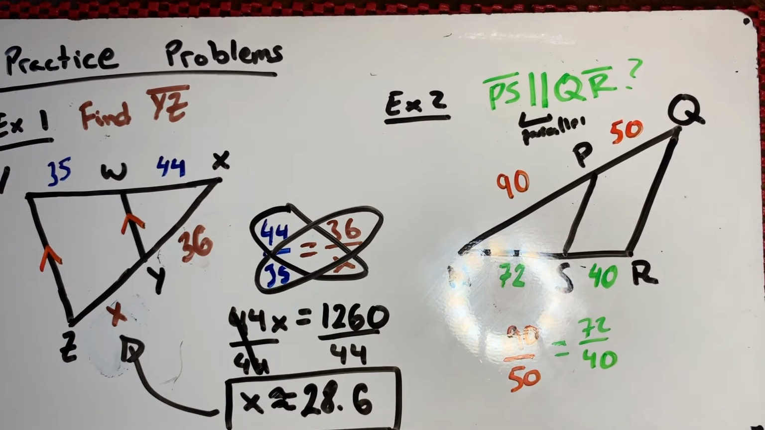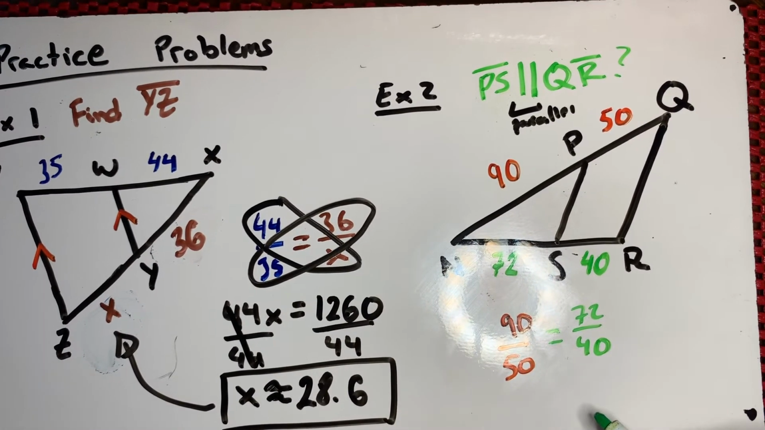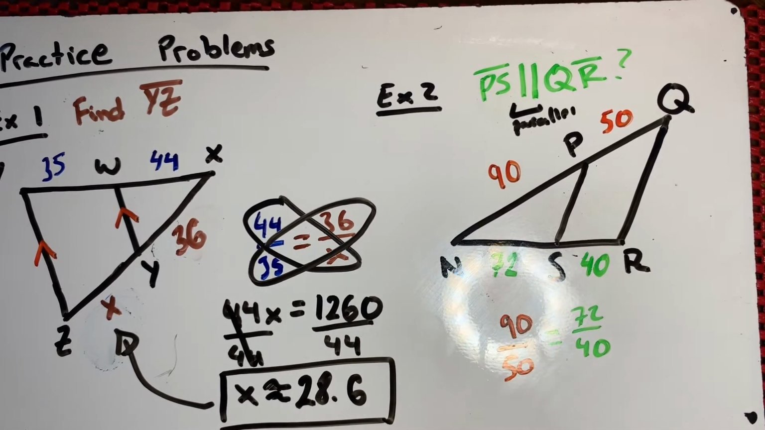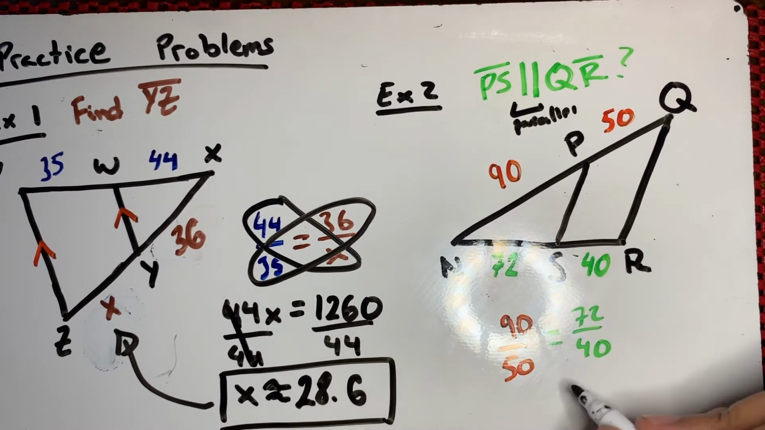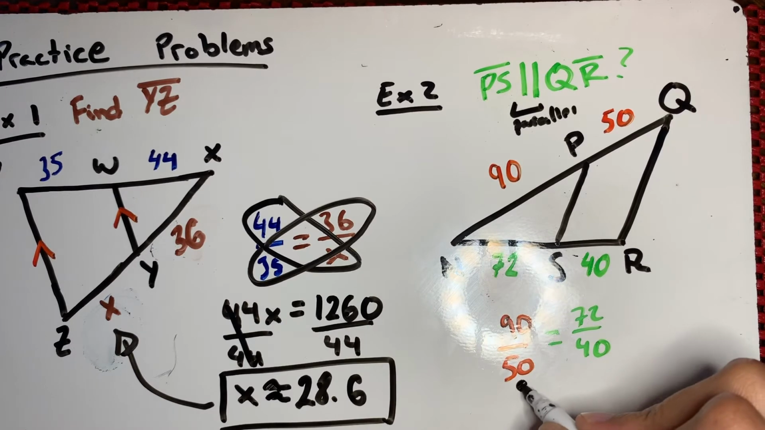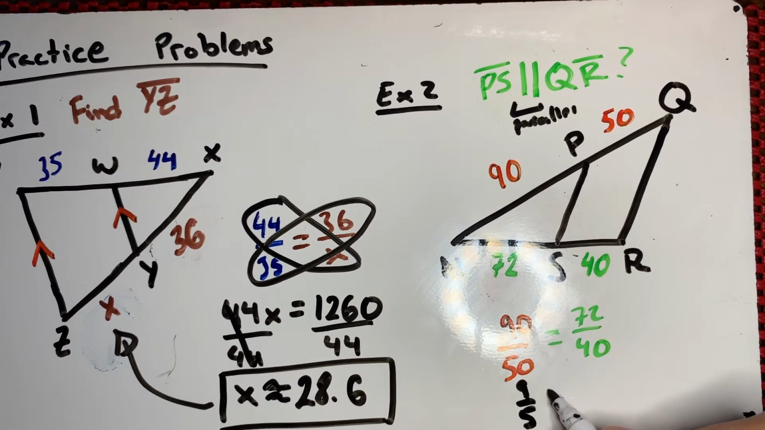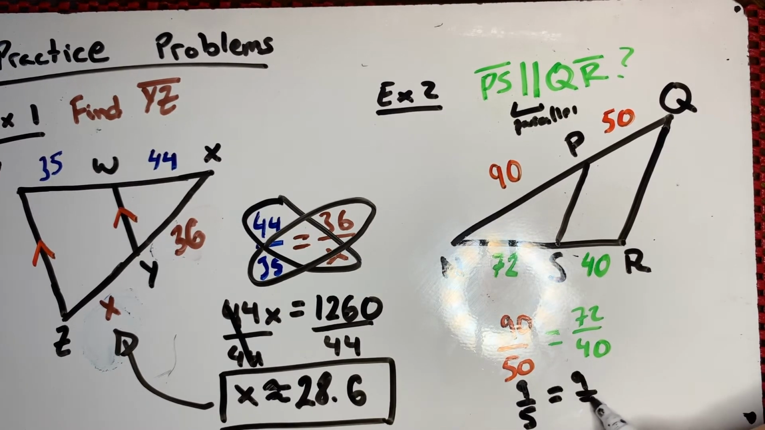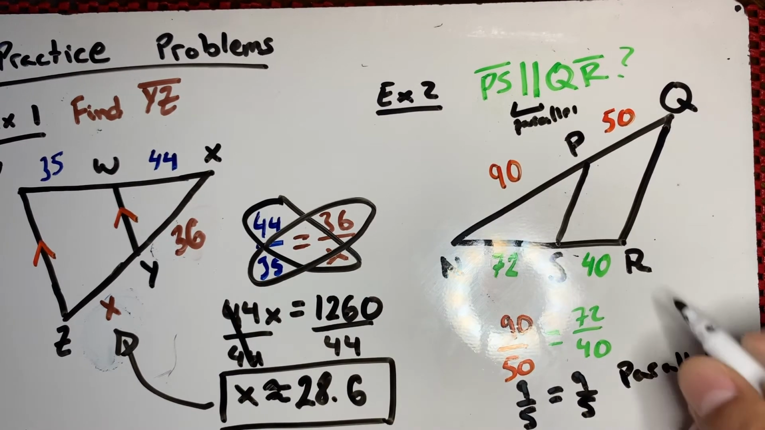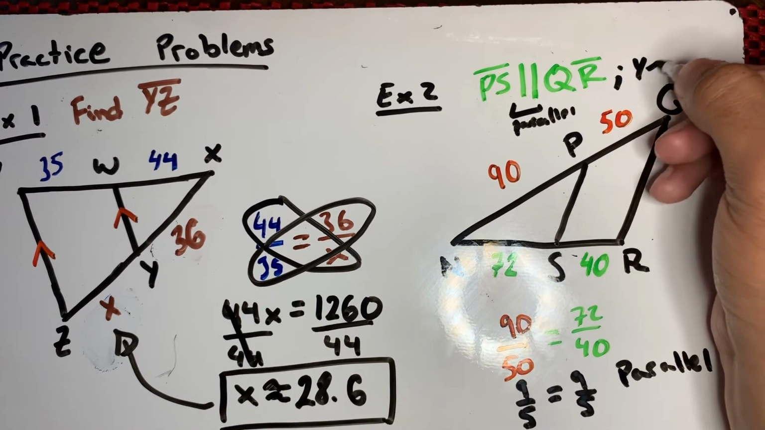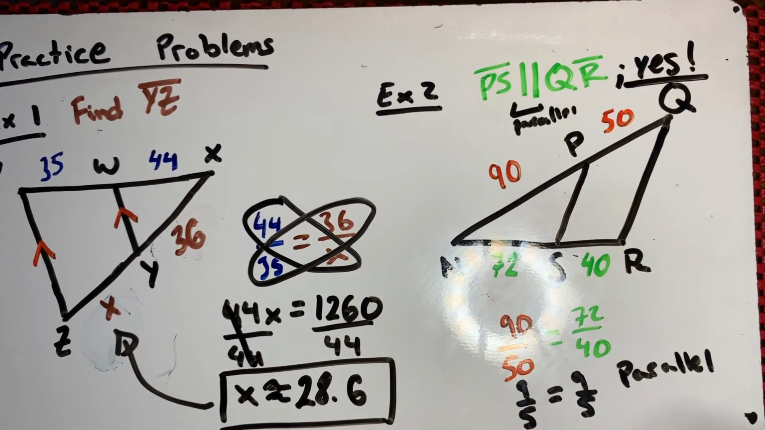So are they equal to each other? You're going to try to simplify that down. If I divide the 90 and the 50 by 10, that's going to give me 9 over 5. And if I divide this one by 8, that's going to give me 9 over 5. So since they're equal to each other, they both work out, this is going to be parallel. So is this parallel? Yes. Parallel, because they're equal to each other.